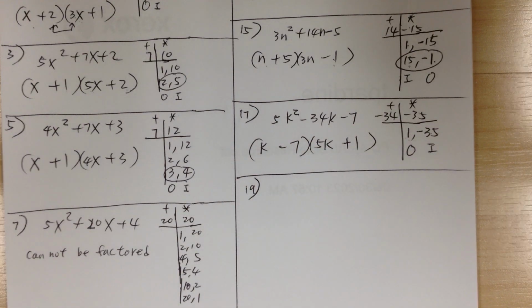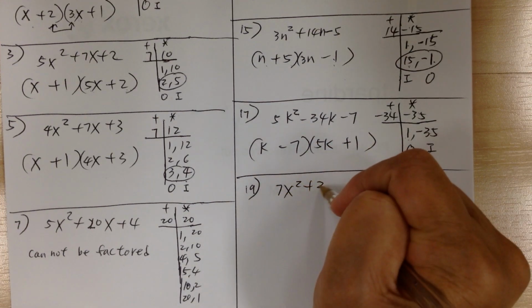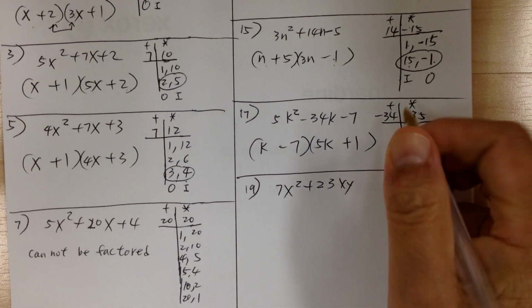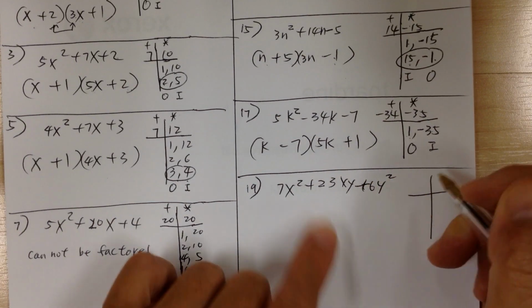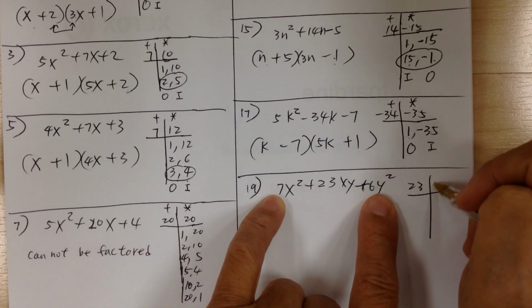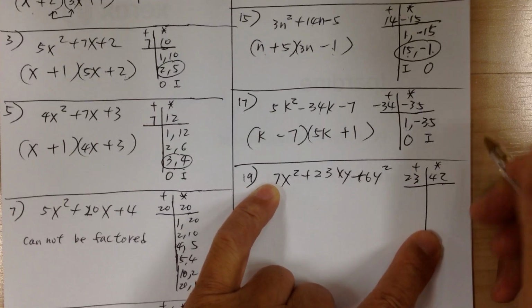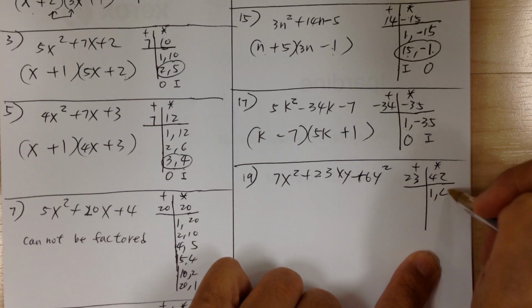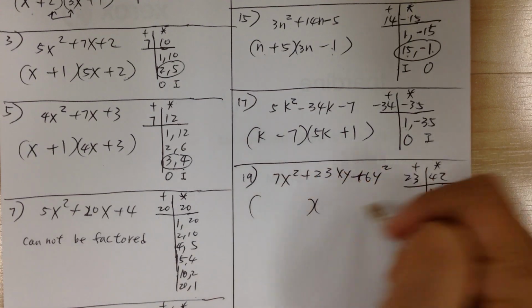Okay, let's go to the next one, number 19. You have 7x squared plus 23xy plus 6y squared. So you can get that 23, and this would be 42. You have to add to get 23, you have to multiply to get 42. Again, start with 1, 42, 2, 21, and that's it. So this is kind of fairly quick.